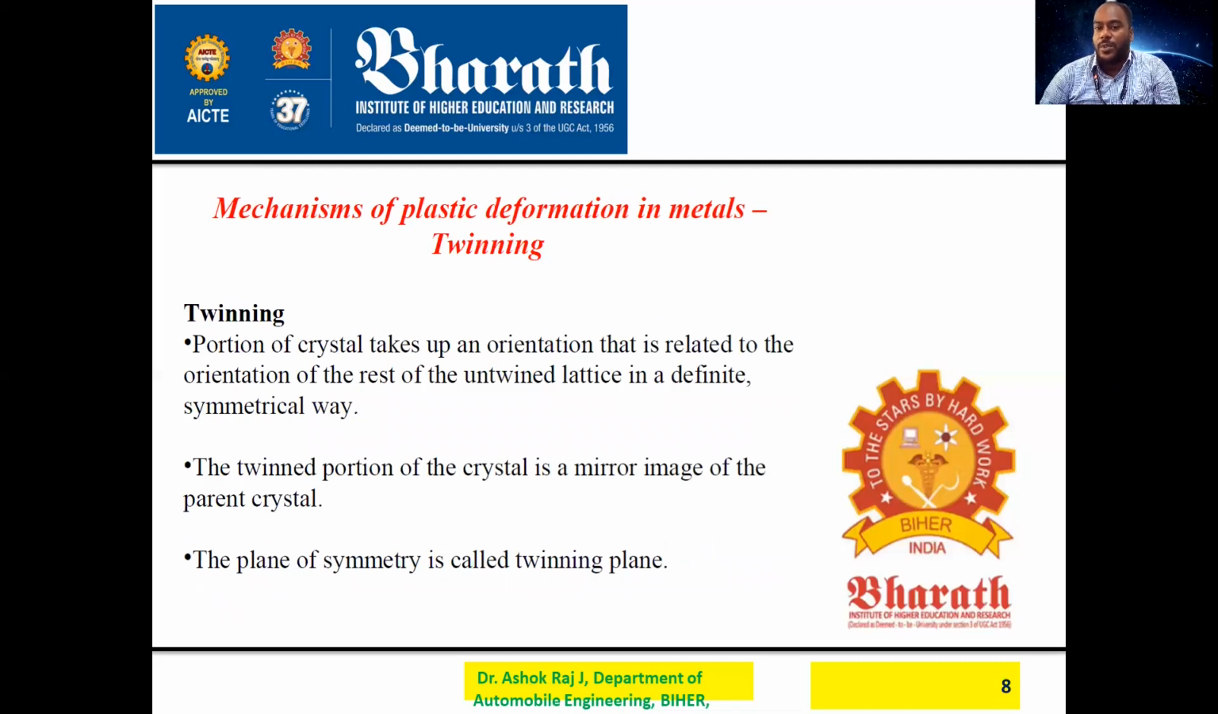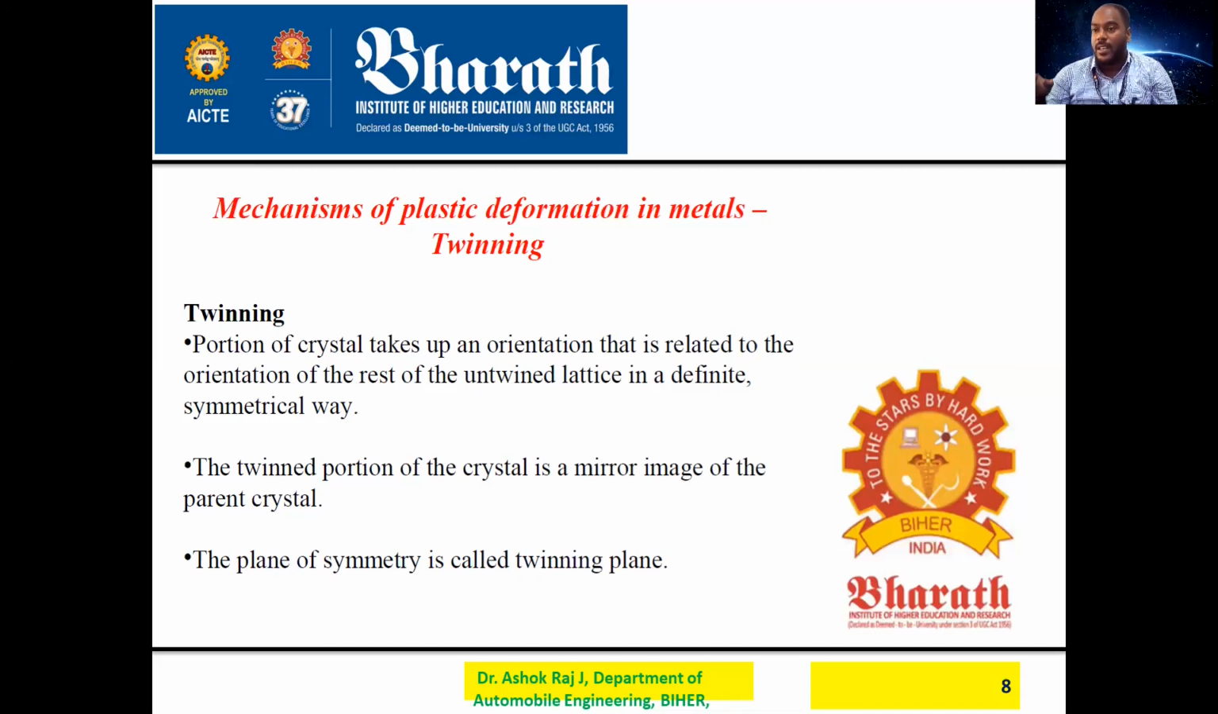So now you can see twinning. The portion of the crystal takes up an orientation that is related to the orientation of the rest of the untwinned lattice in a definite, symmetrical way. The twinned portion of the crystal is a mirror image of the parent crystal, and the plane of symmetry is generally called the twinning plane. See, first the slip case: if you arrange the cards in such a manner, once you push one side it will fall down, and you can see the slip plane in the microscope.